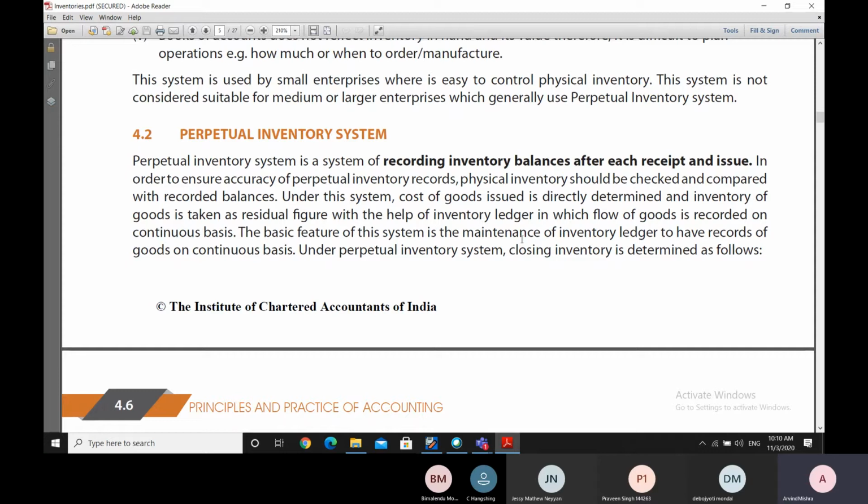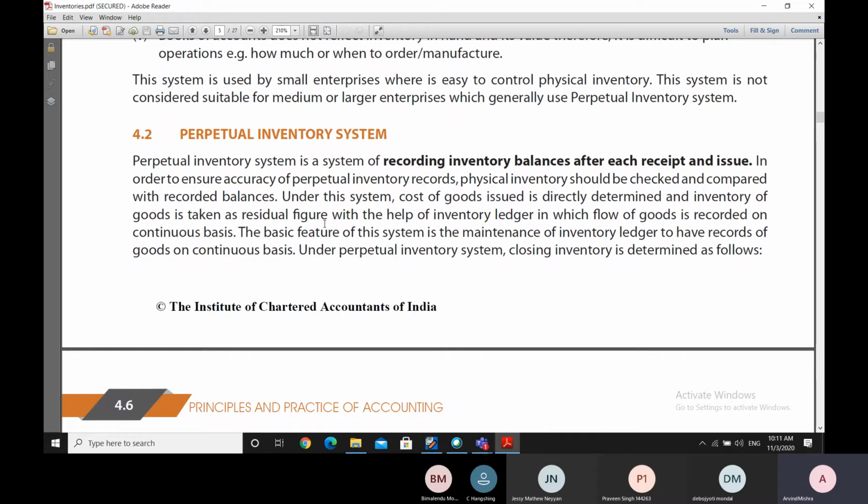So under this system, the cost of the goods which are issued is directly determined, and the inventory of the goods is taken as the residual figure with the help of the inventory ledger, in which the flow of goods is recorded on a continuous basis. Now, this has to be understood very effectively. What is happening is that the inventory is the residual figure.